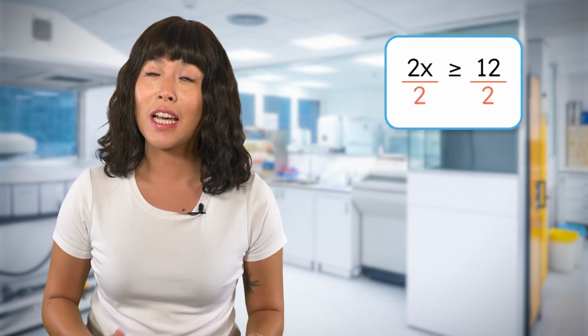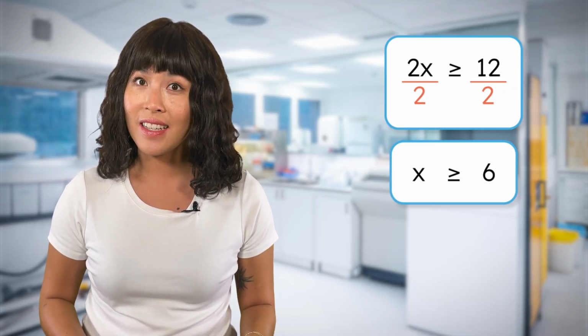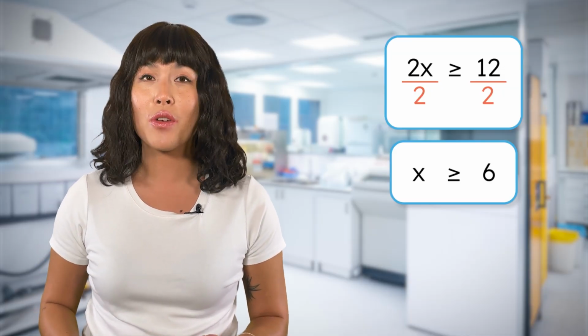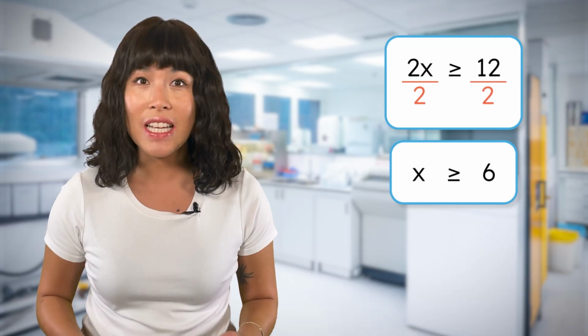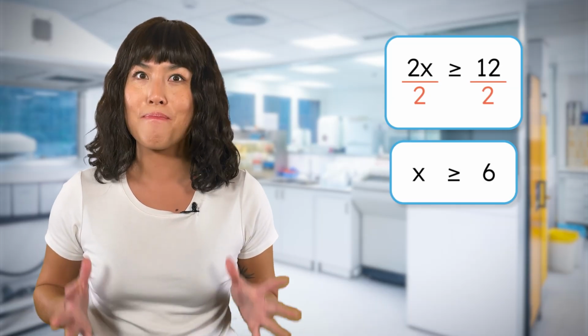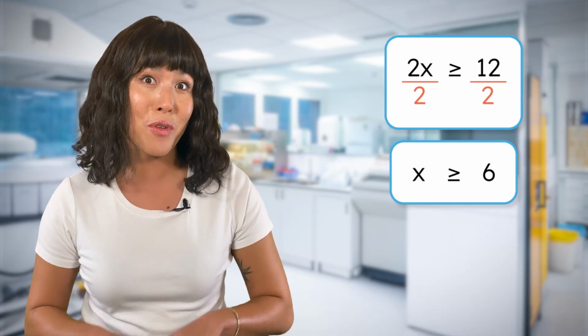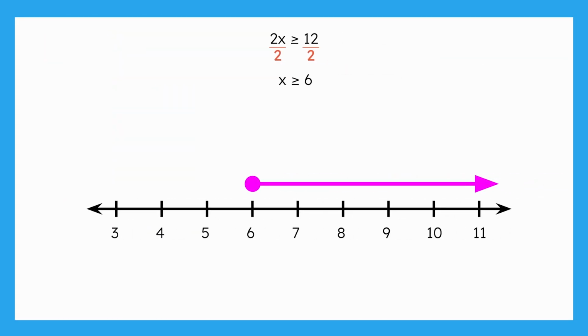No, dividing by a positive number doesn't require any changes to my inequality symbol. So, when I divide both sides by 2, I'm left with x is greater than or equal to 6. Unlike with an equation where I usually get one specific value that makes the equation true, when I solve an inequality, the solution is giving me a range of values that make this inequality true. Let's look at this solution on a number line. Choose a number on this section of the number line and substitute it for x.